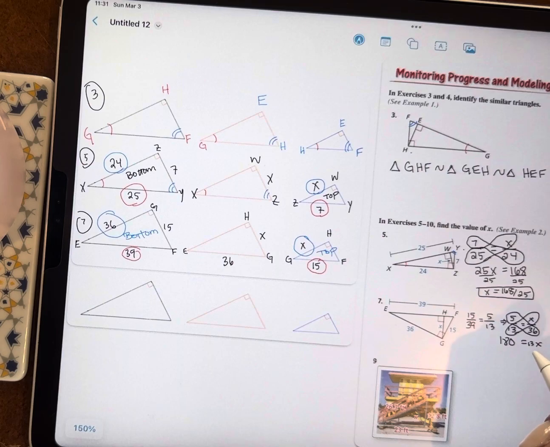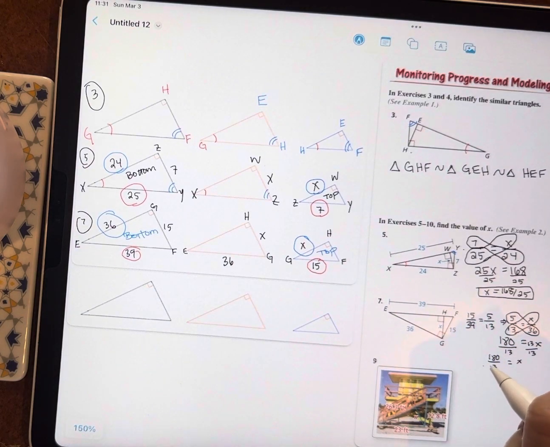Divide the 13 on both sides. And we get that x equals 180 divided by, I'm sorry, 13.